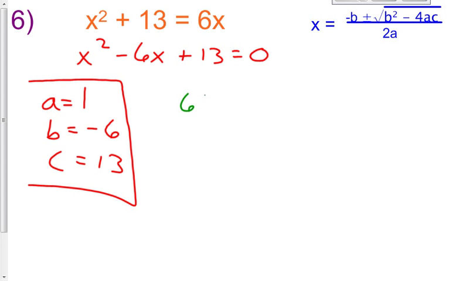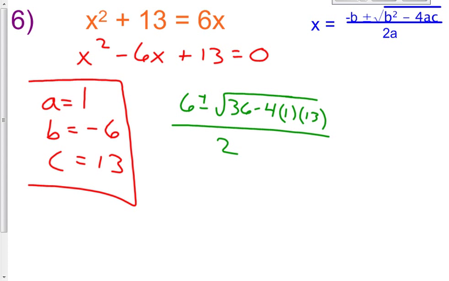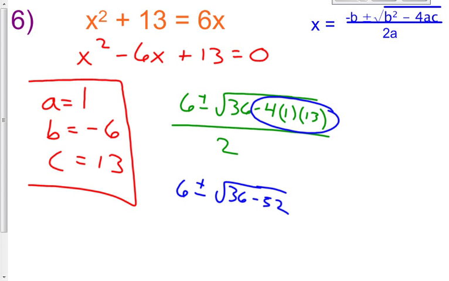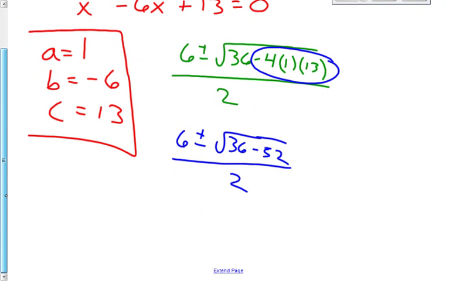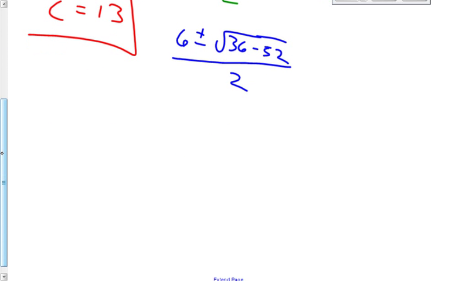So we have negative b plus and minus the square root of b squared minus 4 times a times c, all over 2a. So a negative 4 times 13, we're now simplifying the radical. When we multiply those, we get a negative 52 again. So we have 6 plus and minus the square root of 36 minus 52, divided by 2. So under the radical, we get not the same thing as the last one, but we get 36 minus 52, which is a negative 16. So it's 6 plus and minus the square root of a negative 16 divided by 2.